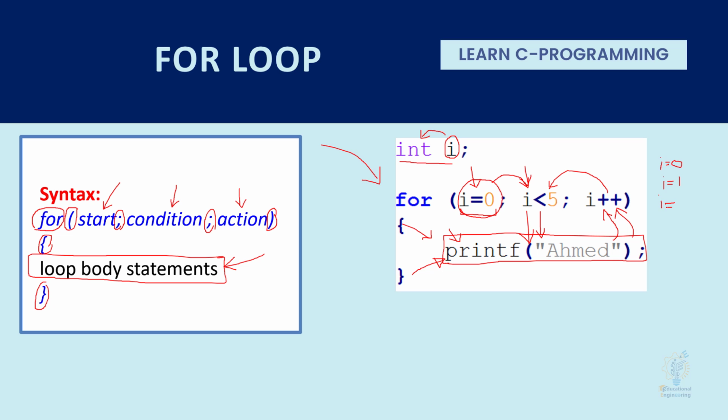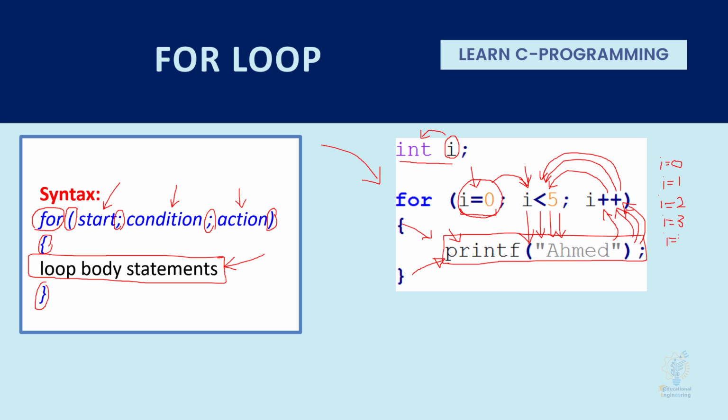Now i equals 2. Then it will go and check the condition. 2 is less than 5, so it will execute this command. Once done, it will go back to the action. i will be increased by 1. It will go back to the condition. 3 is less than 5, that's true, so it will execute the loop body statement, go back to the action.